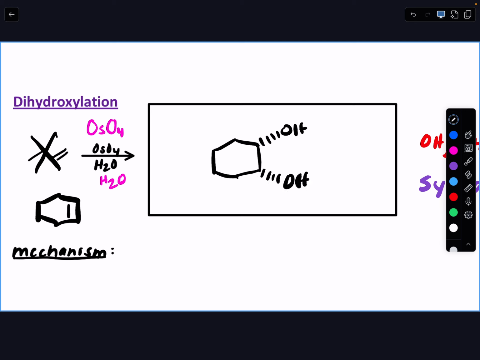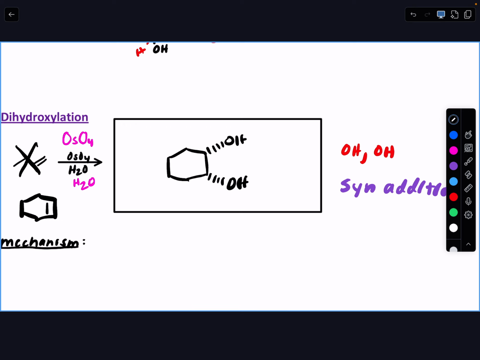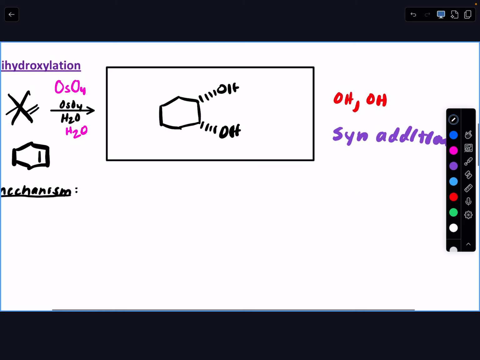Now if you get a syn addition, the 2 groups add from the same face. But an alkene is planar. It has 2 equally approachable faces. So they can both approach at the same face on the top or the bottom, or if you orient your alkene front, back, however you orient the plane of the alkene. So it still has 2 options. And same with anti. If they approach from opposite faces, this one can come top, this one bottom, or this one bottom, this one top. So this one, in theory, we would also draw this, where both OHs came from the front.